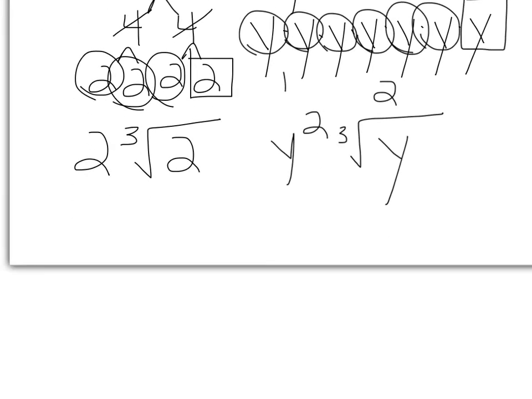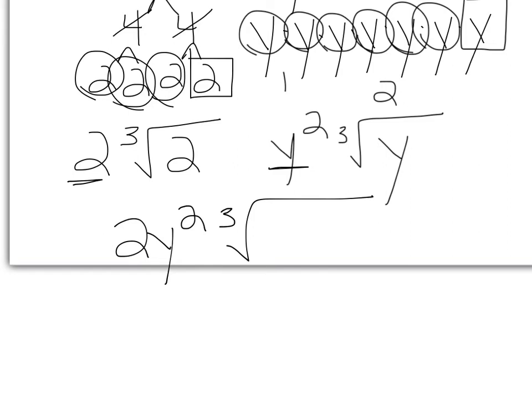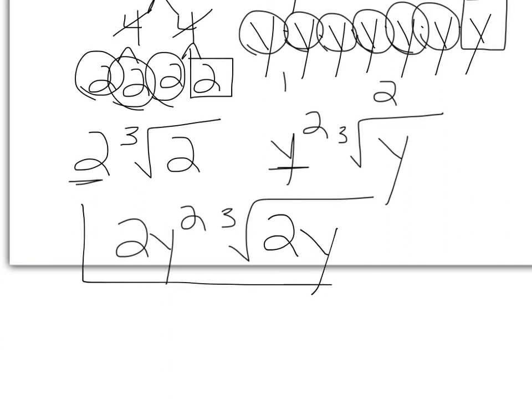So now I need to bring both of these back together again. I'm allowed to do so because I have the same index. So I'm going to multiply my outside terms together. So I have 2y squared times the cube root. And I'm going to multiply the radicands together, which would be 2 times y, which is 2y. So my final answer is 2y squared times the cube root of 2y.